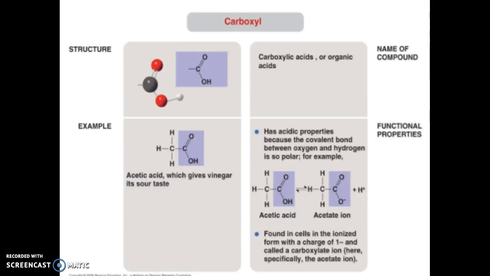Carboxyl groups are kind of like carbonyls, except they've got an alcohol stuck on the end, or a hydroxyl stuck on the end. It's going to be acidic because the covalent bond between oxygen and hydrogen is so polar. So you see there, acetic acid is an example. It gives vinegar that sour taste.